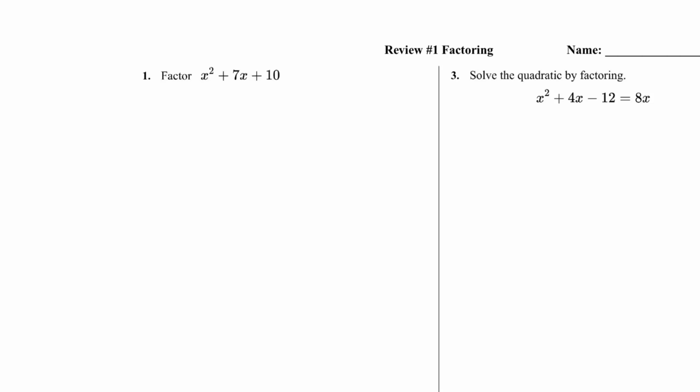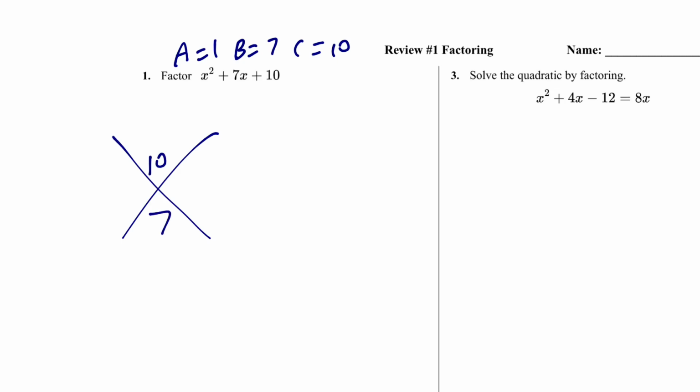This is Review 1, How to Factor. First we have to know that our A value is 1, our B value is 7, and our C value is 10. From this, we draw an X. On the top goes a 10, on the bottom goes a 7.